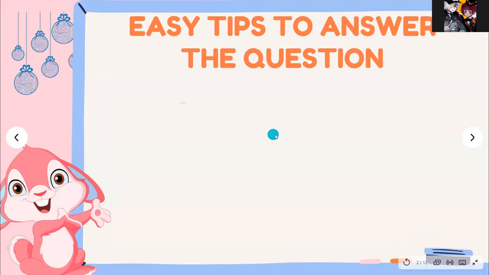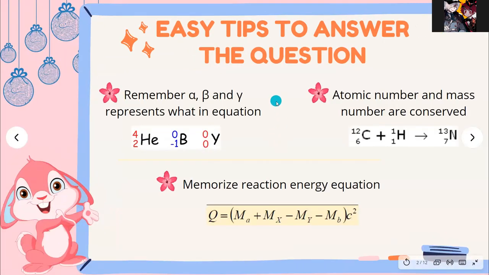Okay, so here are some easy tips in order to answer all the questions. And trust me, the questions are very easy. The first step is we need to remember what alpha, beta and gamma represent in the equation. For example, here is the alpha, here is the beta, and this one is the gamma. The second is that atomic number and mass number are conserved. We need to remember this, as if we remember that it is conserved, the questions will be easy to do.